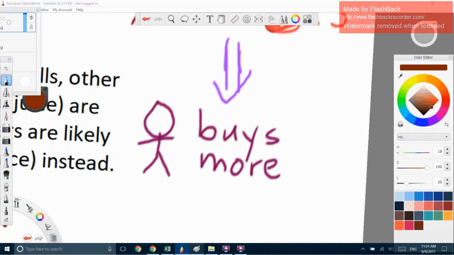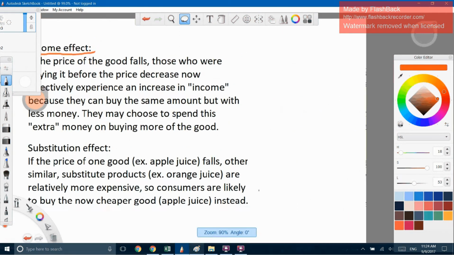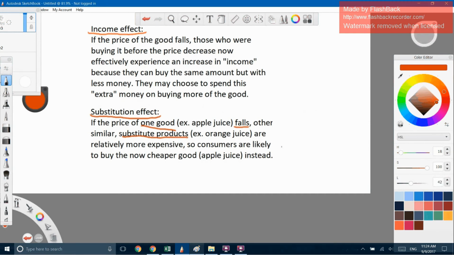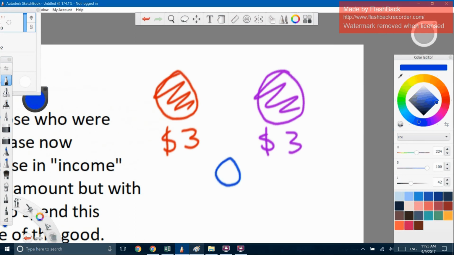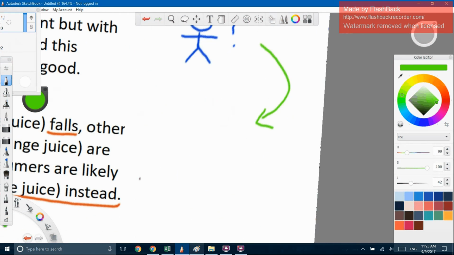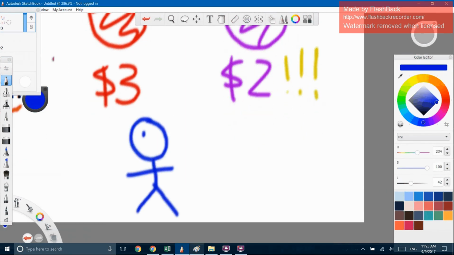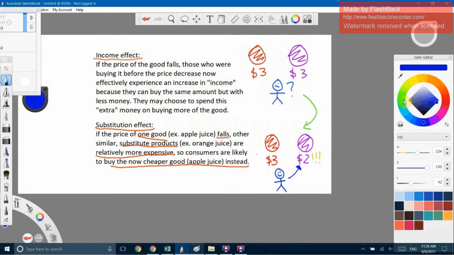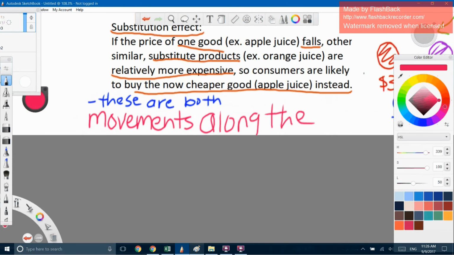And now let's look at the substitution effect, which says that if the price of one good falls, then other similar substitute products are now relatively more expensive. So consumers who are buying the other substitutes are now likely to buy the cheaper good instead. For example, if the price of this purple ball now fell to $2, then people are more likely to buy it instead of the substitute, whose price didn't change. So the quantity demanded of this purple ball will now increase. And these are both movements along the demand curve.